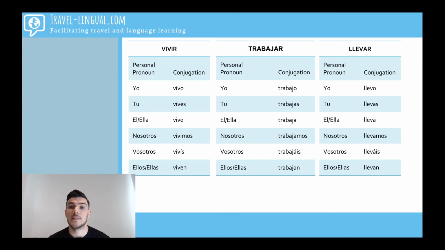Trabajar. Trabajo, trabajas, trabaja. Trabajamos, trabajáis, trabajan. So trabajar, the verb to work. Trabajo, trabajas, trabaja. Trabajamos, trabajáis, trabajan. And llevar, to carry. Llevo, llevas, lleva, llevamos, lleváis, llevan. Okay, so 6 verbs there. A mix of AR, ER, and IR verbs in the present tense, and I would like you to learn them as soon as you can.